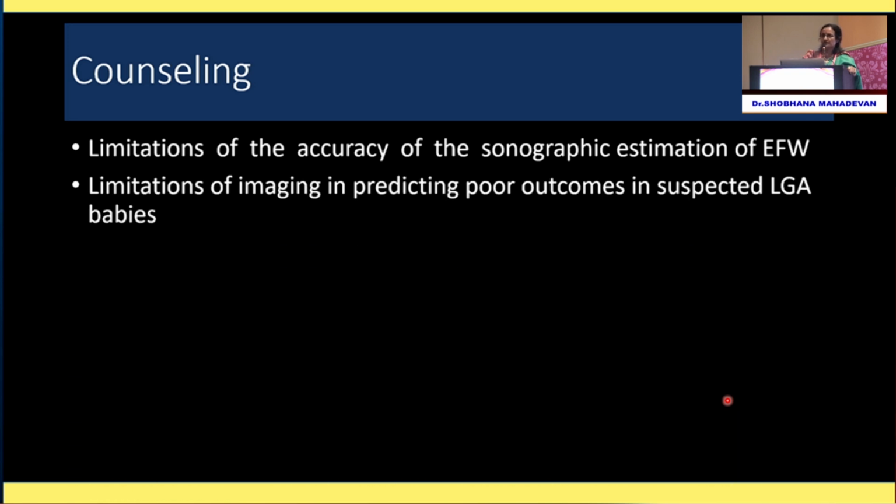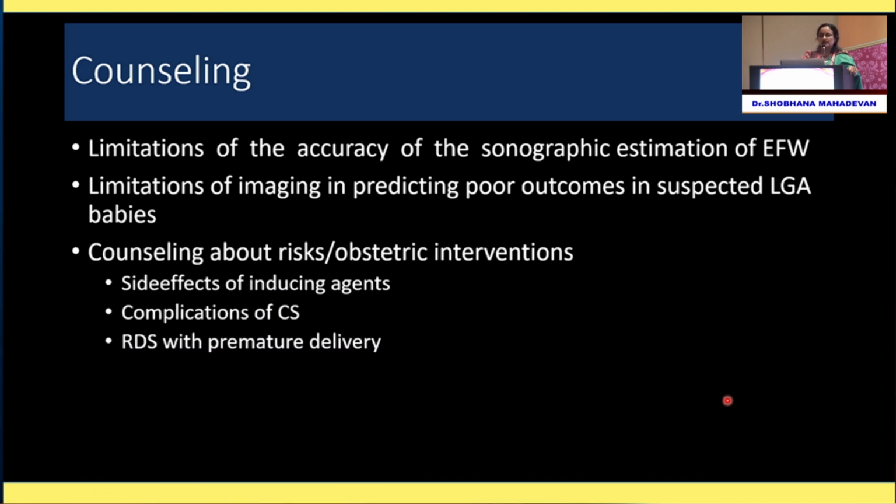And when we say a large baby, are we able to predict poor outcome? Are we able to say how many of them are going to have shoulder dystocia? Again, we are not sure. We have to include this in our counseling.